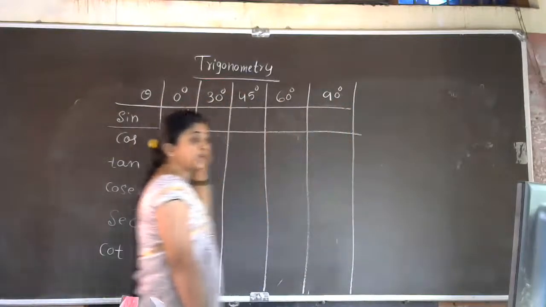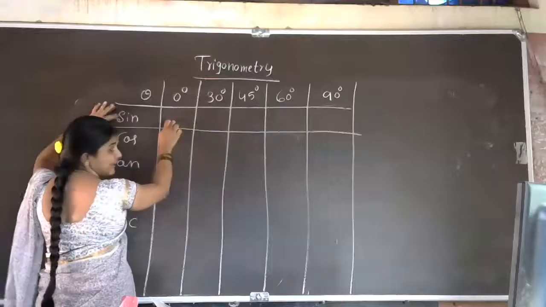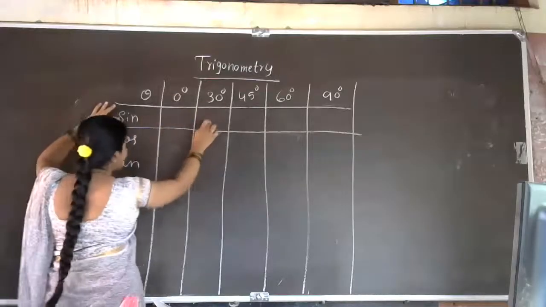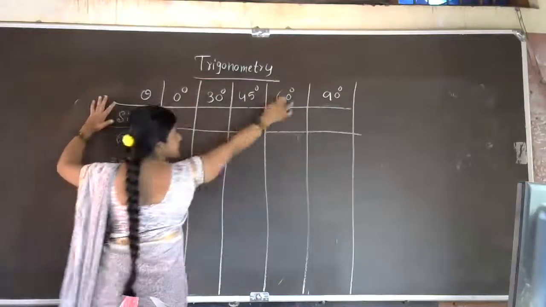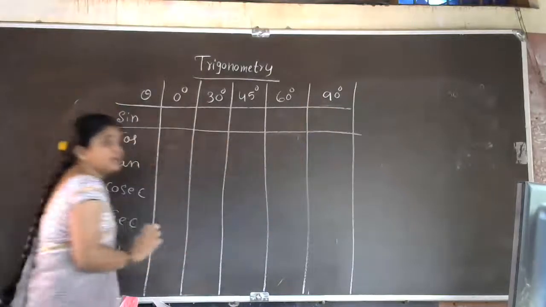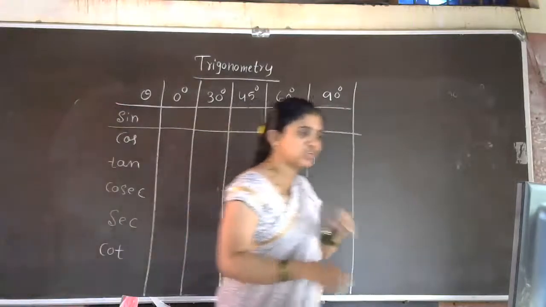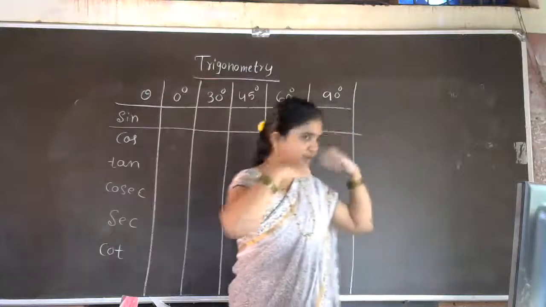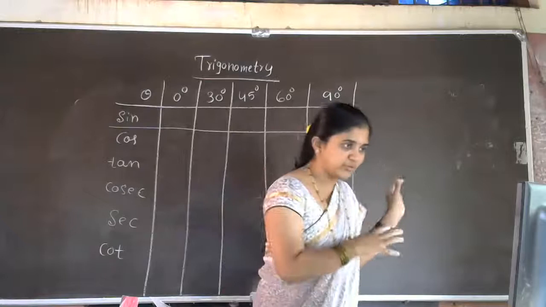So, how to find out these values? Sine 0, what is the value? Sine 30, sine 45, sine 60, sine 90, you have to write the values here. So how to write the values? We just discussed them, and now we have all the values. So we have to keep those values in mind, and then we have to fill in this table.